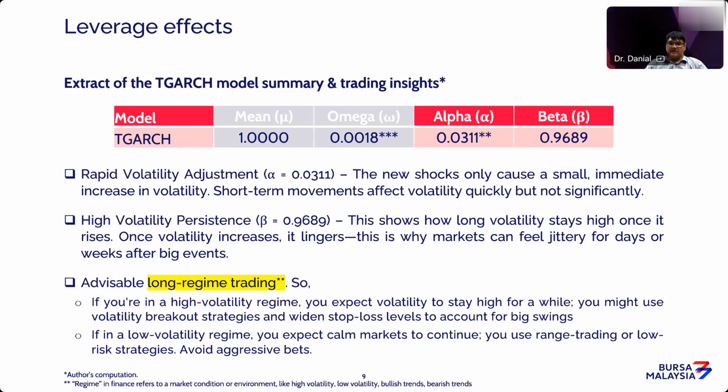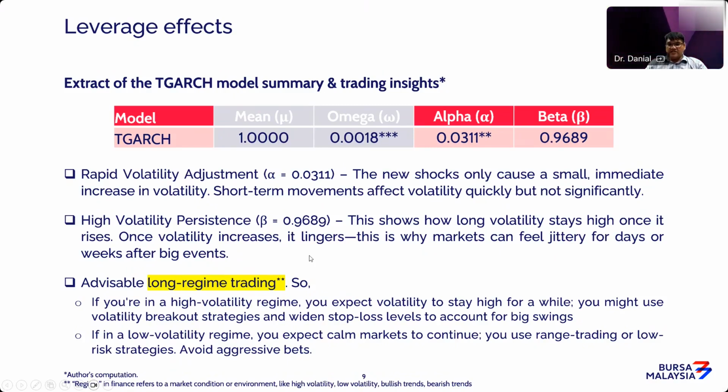That's a problem of, I think, a human problem. They act first, think later. Only after that, they see, oh, this one is not really relevant to my position. So that's why the data says it only causes a small immediate increase in volatility. However, it's just short term. So that is alpha. Beta shows how long volatility stays high once it rises.